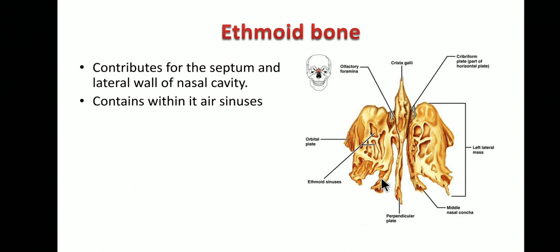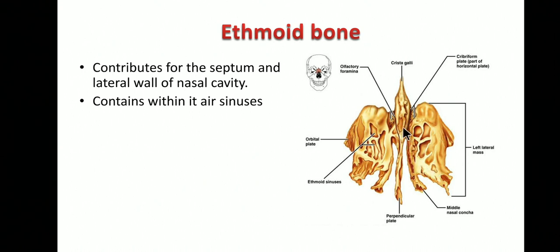Mainly the one you are able to see, a very large projection, is one of the turbinate bones, that is the middle nasal concha. Then you also have one more above, which is called the superior nasal concha. So the superior and middle nasal concha project medially from the labyrinth of ethmoid bone.